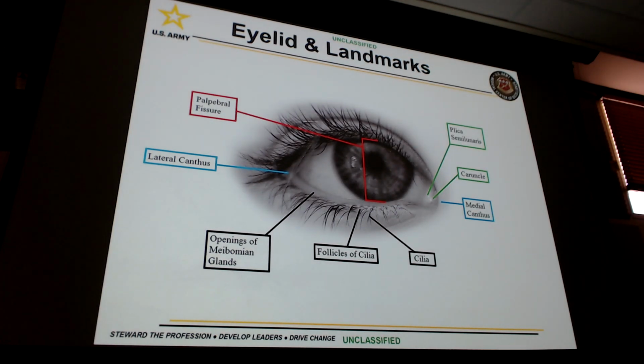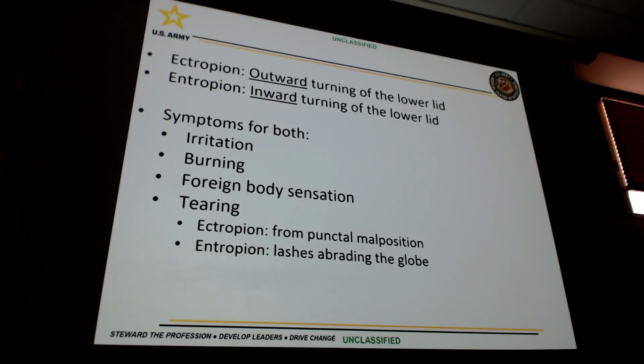Okay, this is just a review slide of some of the anatomical landmarks. We won't really go into that because we covered that in the first lecture. For the first 2 diseases I want to talk to you about are lid malposition diseases, okay? So the first one is ectropion, and the second is entropion.